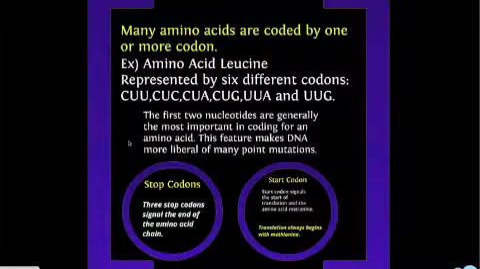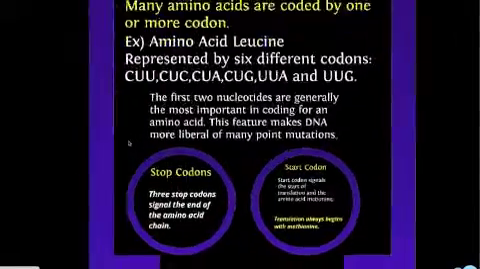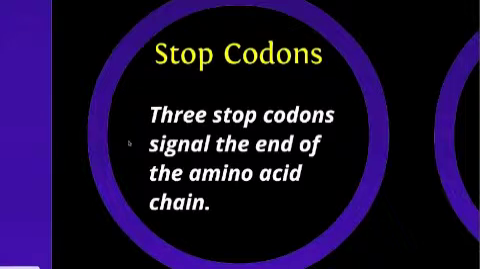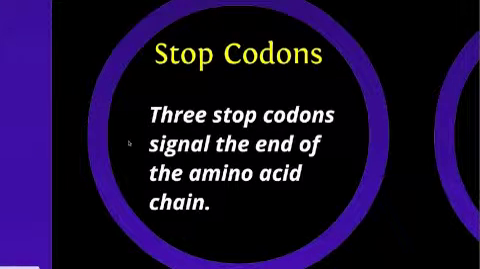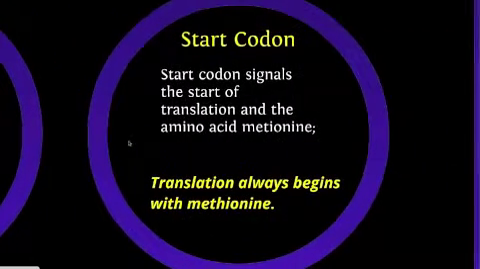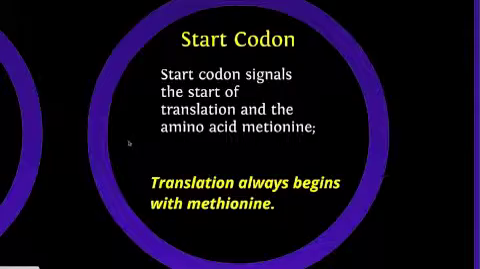The 2 major types of codons are the 3 stop codons, which signal the end of the amino acid chain and which will appear in the diagram later on, and the start codon, which signals the start of translation and codes for the amino acid methionine. Translation always begins with methionine.